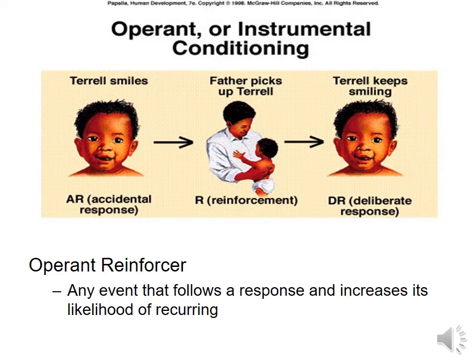In this situation, we have a much easier one, and it's positive reinforcement. The baby accidentally smiles. An element of his environment, his father, responds to the smile, picks him up, shows him love and attention. Baby Terrell continues to smile. In fact, he increases the smiling. Something has been added from his environment, the attention from his father, to increase the smiling.